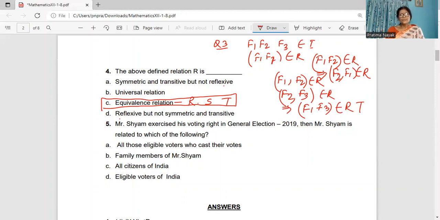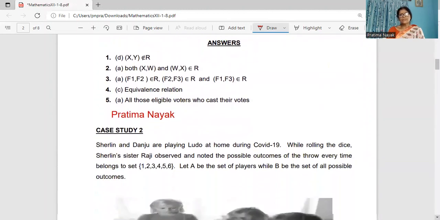Question 5. If Shyam exercised the voting right in the general election 2019, then Mr. Shyam is related to which of the following? Here sets are given: all those eligible voters who cast their votes, family members of Mr. Shyam, all citizens of India, and eligible voters of India. Mr. Shyam has exercised voting right, so he belongs to which set? He belongs to all those eligible voters who cast their votes. So A is the correct option for this. So your answers are given, you can check.